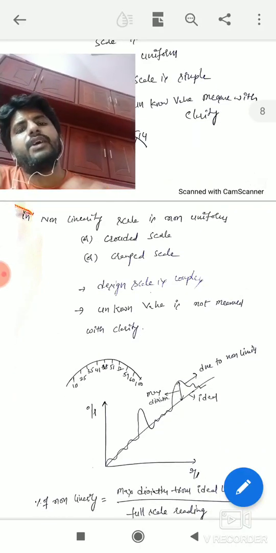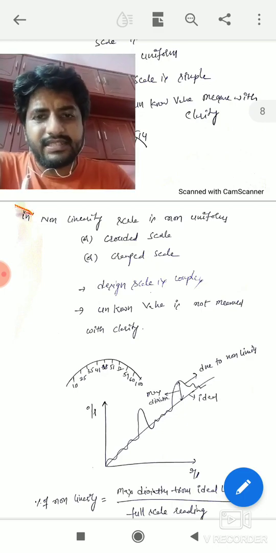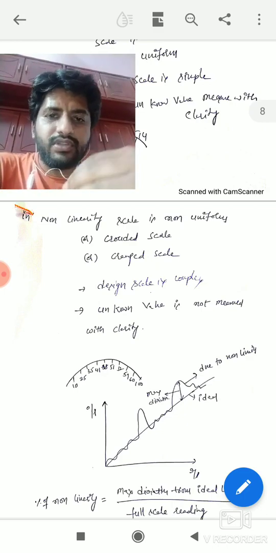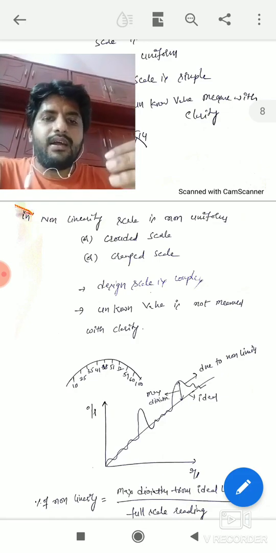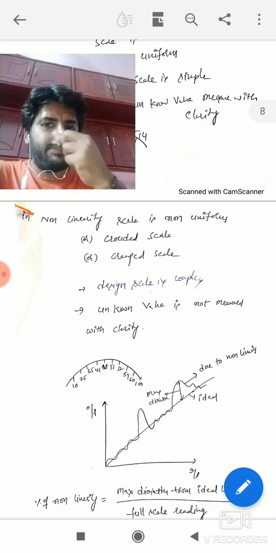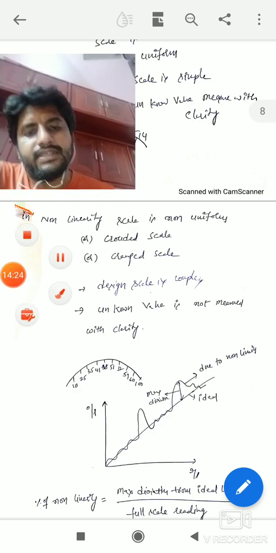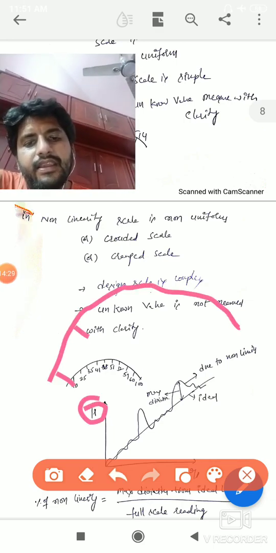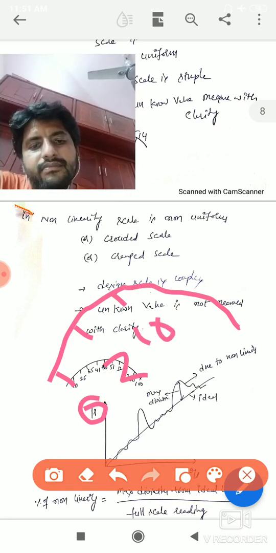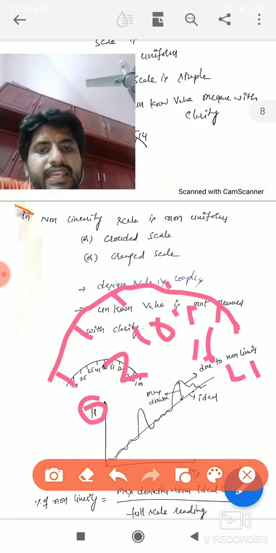Then we'll go for non-linear. Non-linear means my output does not vary linearly with the input. Suppose input is 2, output is 4; input is 4, output is 10; input is 5, output is 12. You don't have any linear relationship between input and output. How will the non-linear scale look? It will look like this: 0, 2, 10, 15, 16, 25. You don't have any linear relationship.